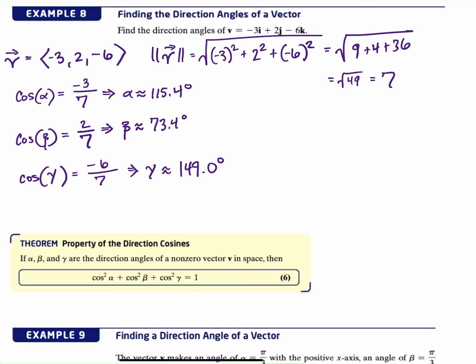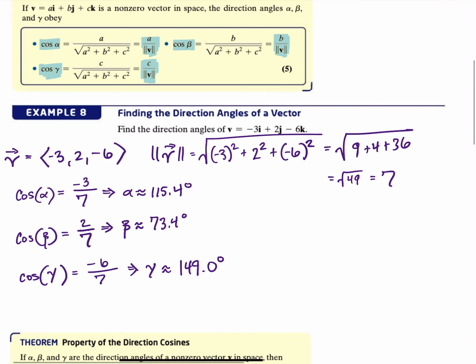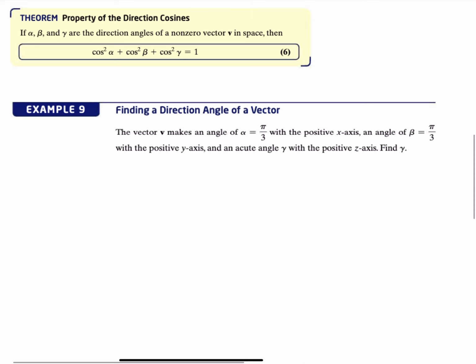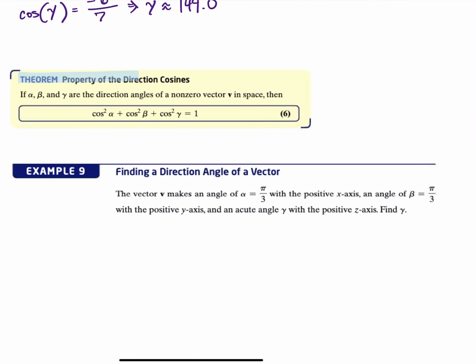So we get our three directional angles using these three definitions. We get an additional property called the property of the direction cosines: that the cosine squared of these three angles should sum to 1. It's reminiscent of our Pythagorean identity with sine squared plus cosine squared. So cosine squared of alpha plus cosine squared of beta plus cosine squared of gamma should all sum to 1.